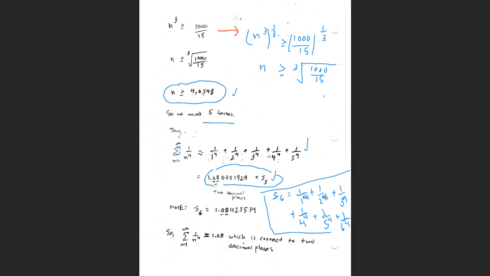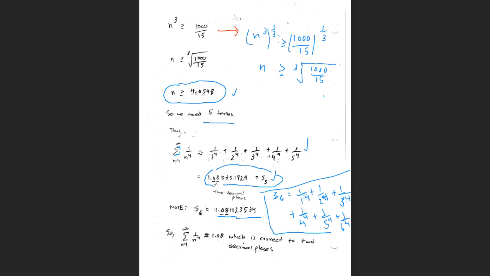And if you compute that, you're going to get 1.0811235534. And you see the first 2 decimal places agree. You get 1.08. In other words, the first 2 decimal places, the tenths and hundredths place, remain 0.08.